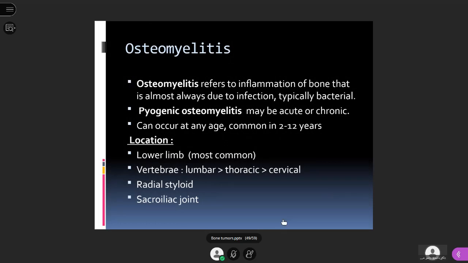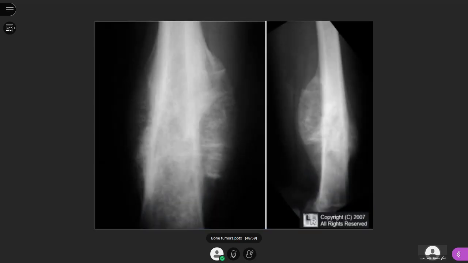Okay, and in Ewing sarcoma, the differential diagnosis will also include osteomyelitis. Why? Because the clinical history of the patient is not like a typical tumor. The history will be that the child will be ill. He might have fever, anemia, leukocytosis. These features are the features of infection. Mostly leukocytosis, fever, these are the features of infection.